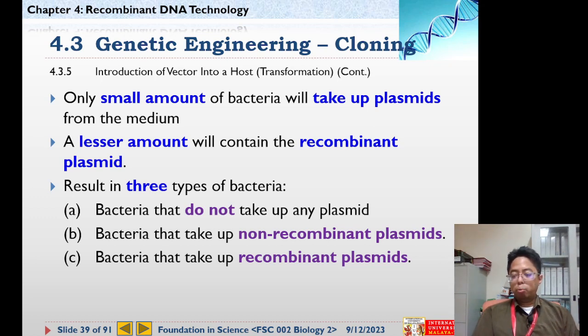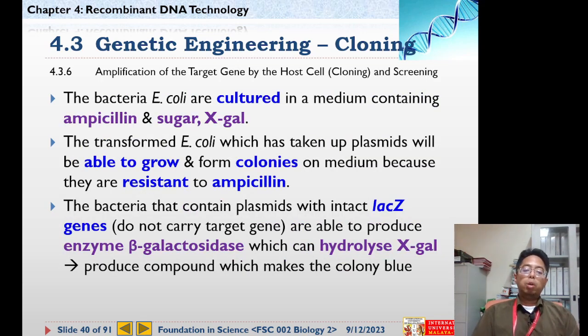So what will be the three types of bacteria: one that does not have any plasmid, one that has a non-recombinant plasmid, and one that actually has the recombinant plasmid. So no plasmid at all, plasmid but not recombinant, plasmid with recombinant. There are three types. So E. coli bacteria are cultured in a medium containing ampicillin and a sugar called X-gal. This is where we will select which one carries the target DNA. Okay. So the E.